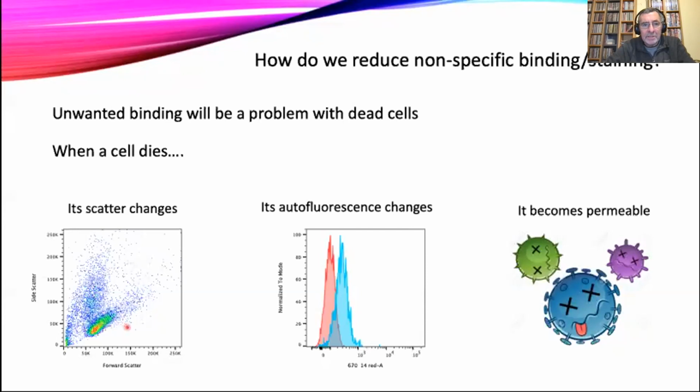The other problem we get with dead cells is that their metabolism changes and their autofluorescence changes as well. If I put a region around this population and around this population, and here display the APC channel, you can see that my live cells in red have a lower autofluorescence than my dead cells in blue, because those dead cells have changed. Now, if I were looking for something that were weakly positive in this APC channel, those dead cells might fool me. I might be thinking, oh, there are some positive cells there. It's not, because they're dead and they've changed their autofluorescence.